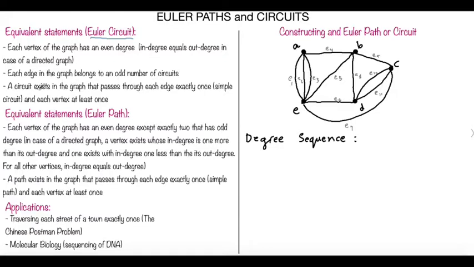So in textbooks, the third statement is usually referred to as Euler's circuit. But for the sake of understanding, all these three statements are equal. Similarly, if we have Euler's circuit, we have these equivalent statements. For Euler's path, we have these two equivalent statements.